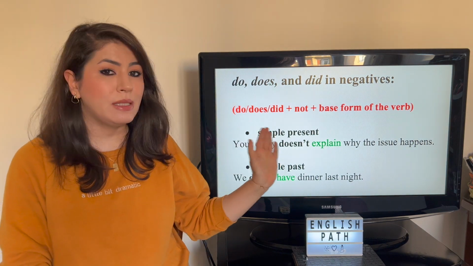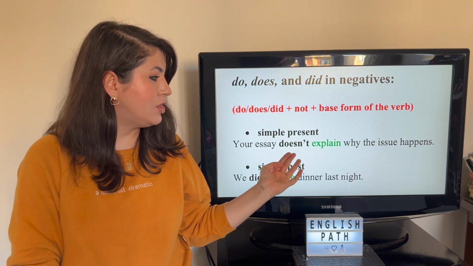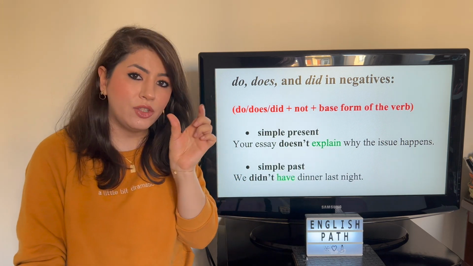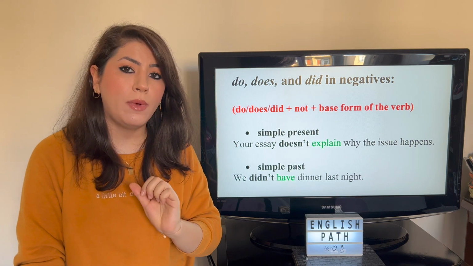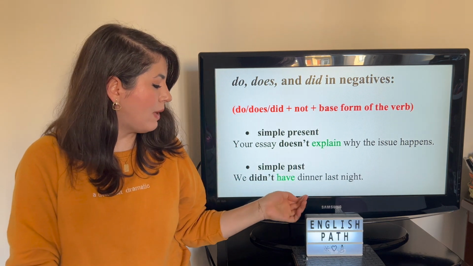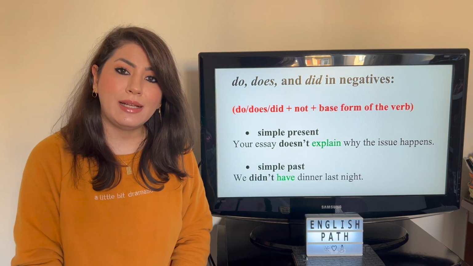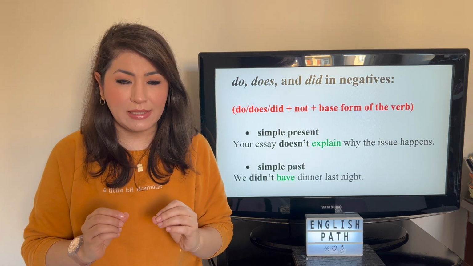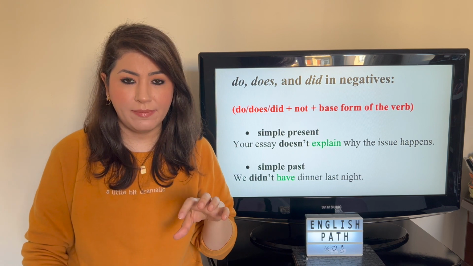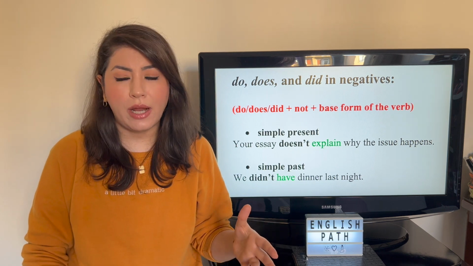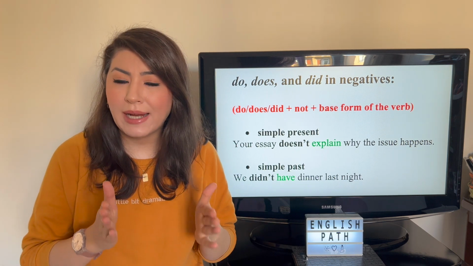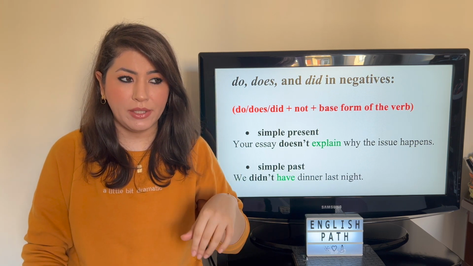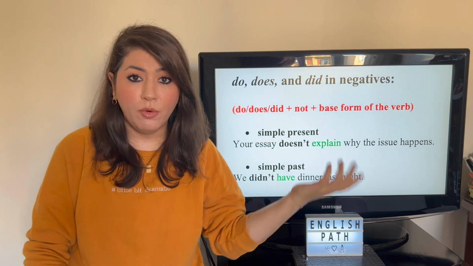For example, in the simple present tense, your essay doesn't explain why the issue happens. Doesn't is the contracted, shortened form of does not. Simple past, we didn't have dinner last night. Do, does, and did can be used in positive statements as well for emphasis. For example, as an English teacher, I tell you, do practice English every day. I'm emphasizing practice here by using the auxiliary do before it.